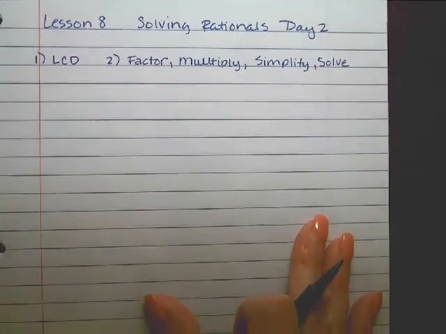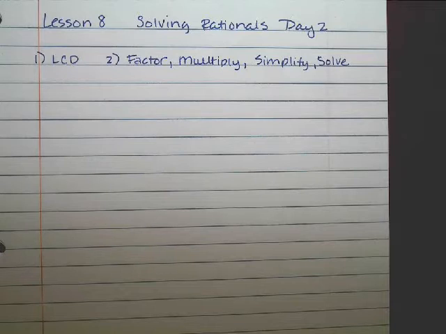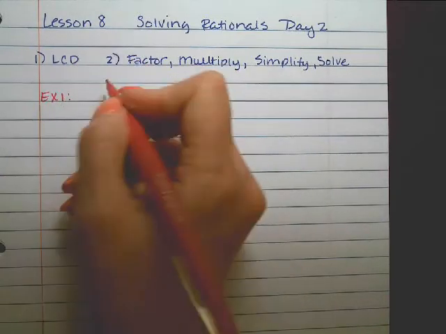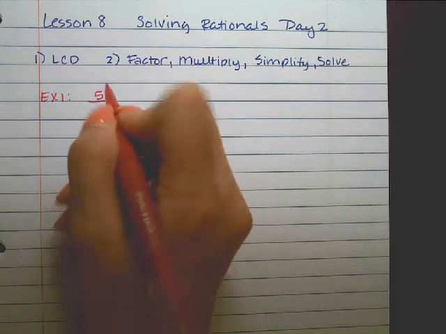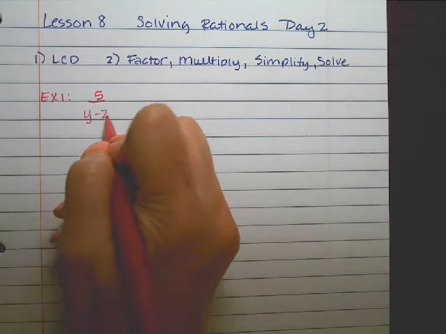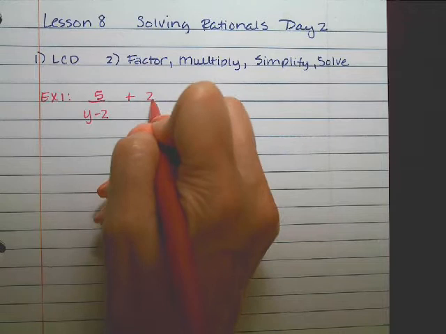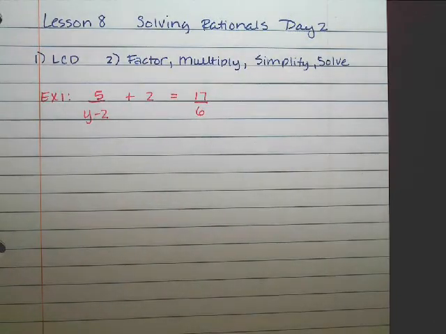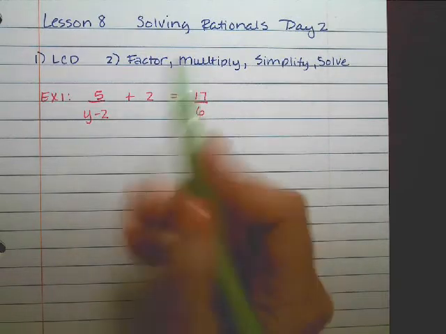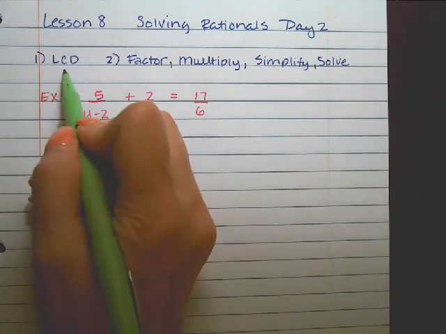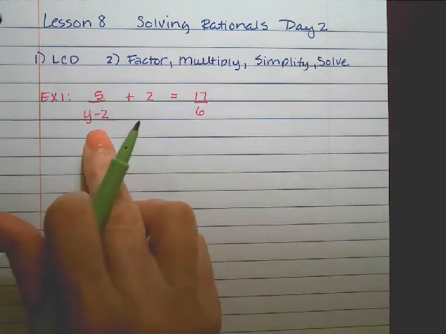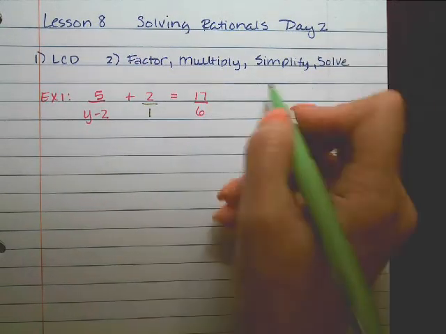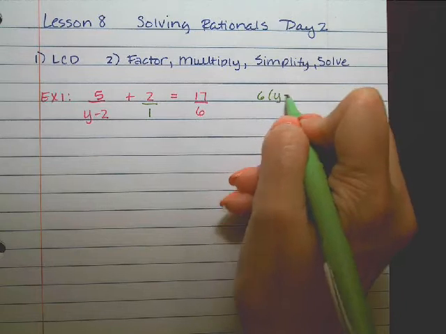Alright, so here we go. Let's change colors. So we have 4 examples this time. Example 1 is 5 over y minus 2 plus 2 equals 17 over 6. Remember, the first thing you want to do is find your least common denominator. So we have y minus 2, this one's over 1, and this is 6. So we're going to do 6 times y minus 2.